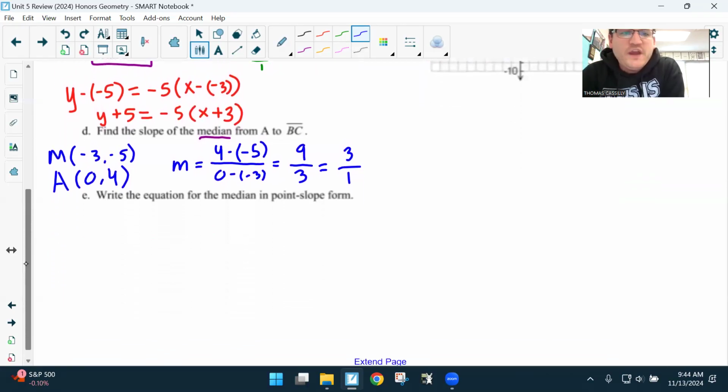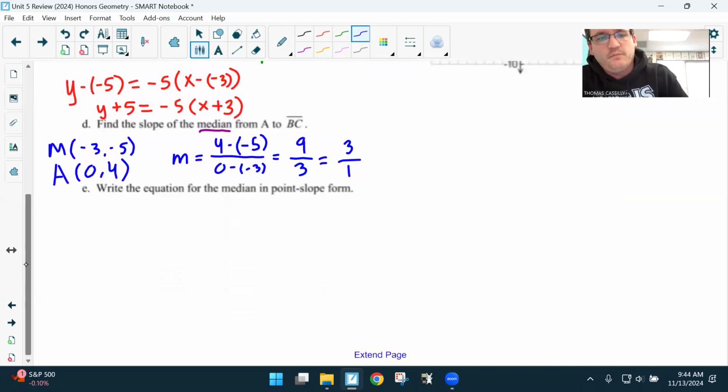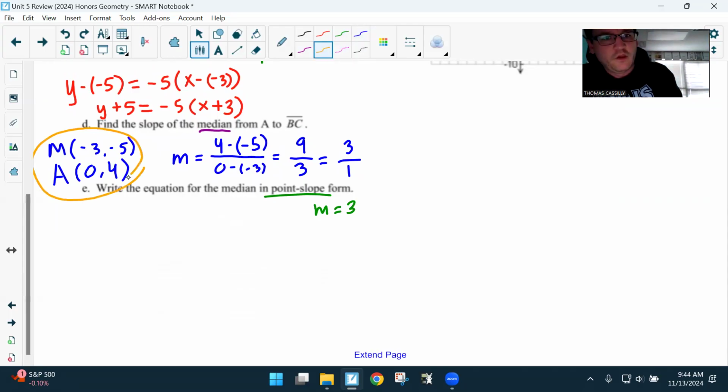Now, write the equation of the median in point slope form. All right, so we know the slope here. We said m is 3. Right? We have 2 points on the median, right? Both of these are points on the median. Which one do you want to pick? Really doesn't matter. I'm going to do both of them, actually, just to show you that it really does not matter.